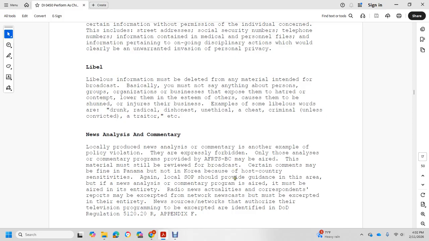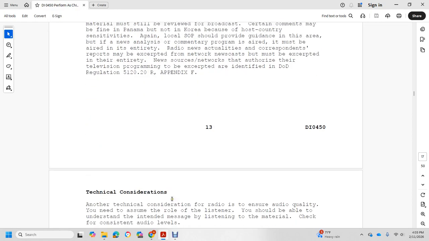Again, local standard operating procedures should provide guidance in this area, but once a news analysis commentary program is aired, it must be aired in its entirety. Radio news actualities and correspondent reports may be excerpted within the network newscast, but must be excerpted in their entirety. News sources and networks that authorize their television programs to be excerpted are identified in Department of Defense Regulation 5120.20-R, Appendix F.